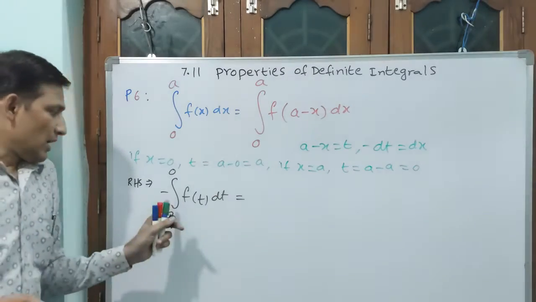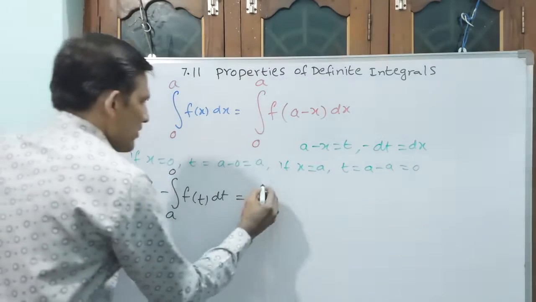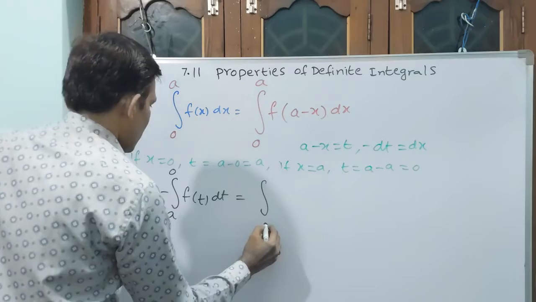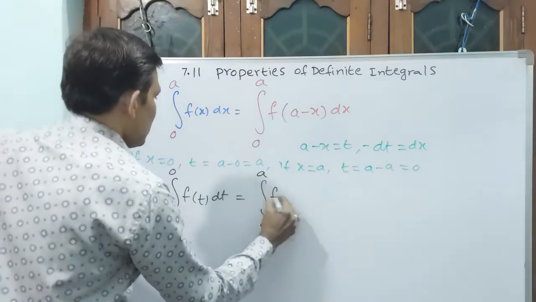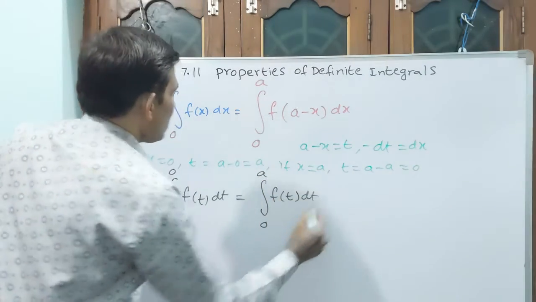Okay? Now see, this minus I want to remove. I am reversing the limits: 0 to a, f of t dt. Is it okay?